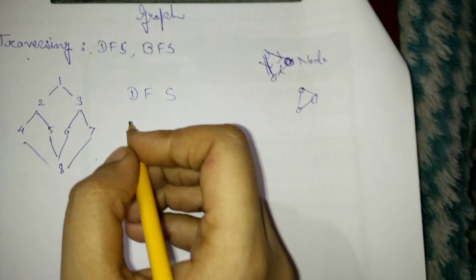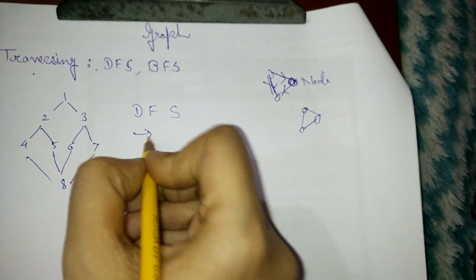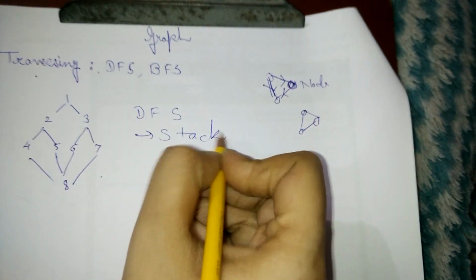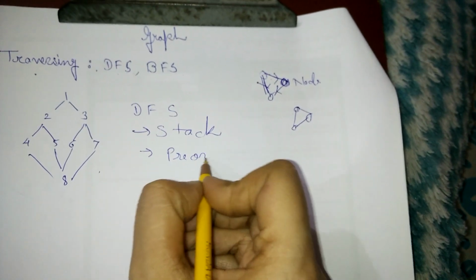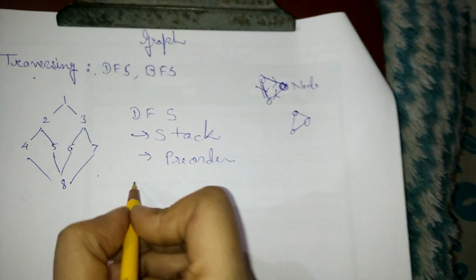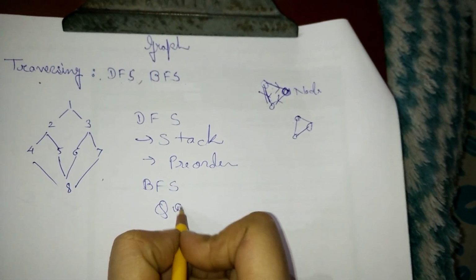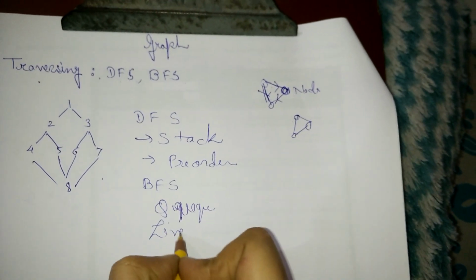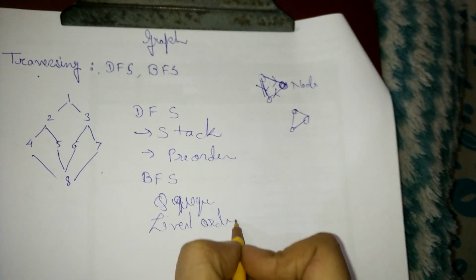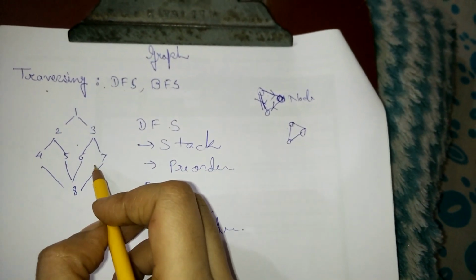Depth first search works on a stack, and whatever sequence we get is a pre-order sequence of that graph, whereas breadth first search works on a queue and gives the output as a level order. Now we will first apply depth first search on this given graph.